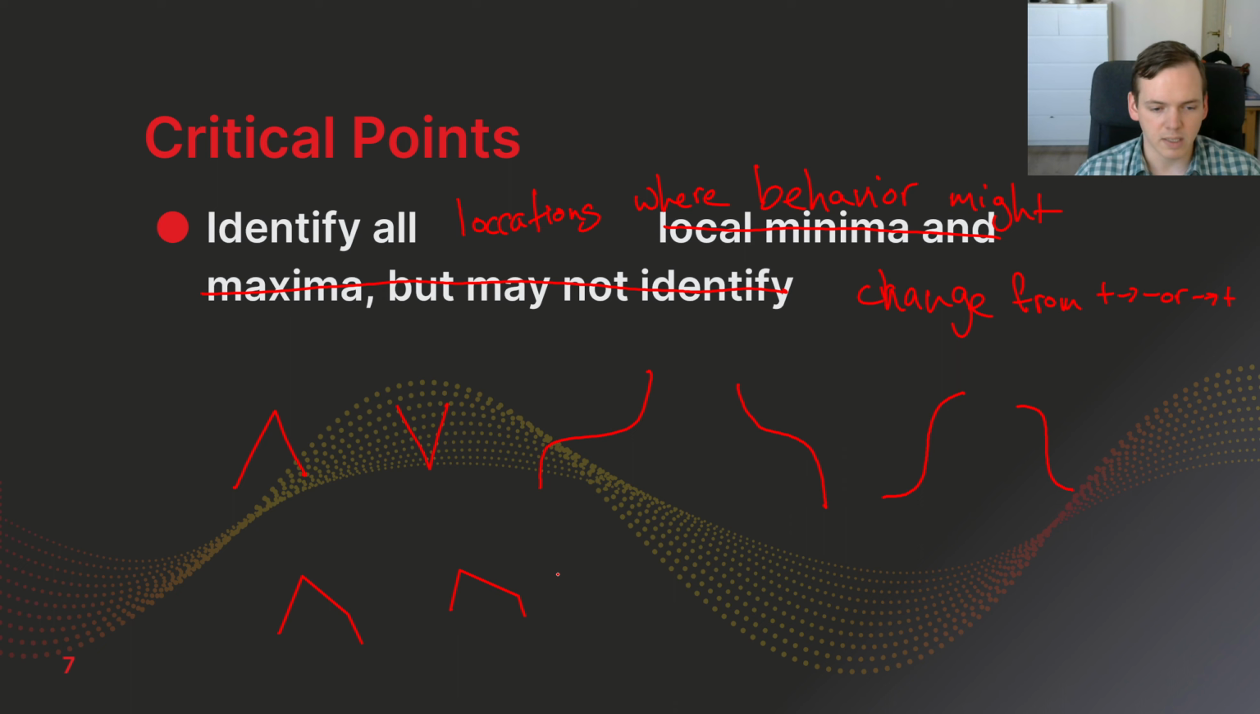Again, the summary is that critical points occur where the first derivative is 0 or undefined. The first derivative, when it is greater than 0, it's telling you increasing. When it's less than 0, it's telling you decreasing.